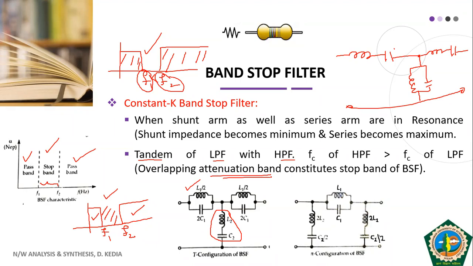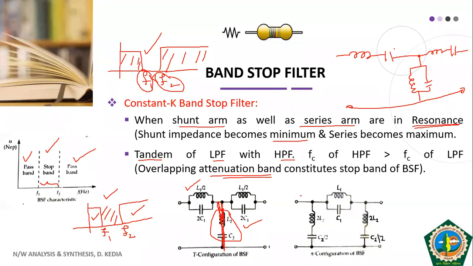If your attenuation bands of low pass and high pass overlap, then it gives us a band stop filter. Now if we go into the working of the band stop filter, as we have discussed in the band pass filter, its operation will be initiated when your series arm and parallel arm are in resonance. Both the shunt arm and series arm should be in resonance. And here, your shunt impedance during resonance will become minimum. Shunt means this; minimum means it will be zero, or it will be short.